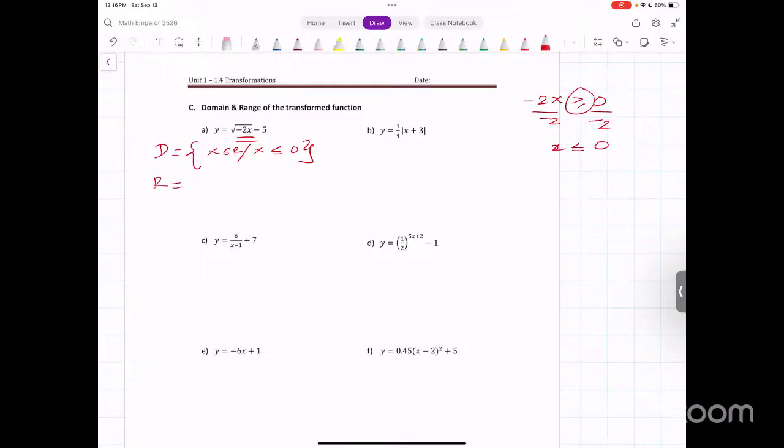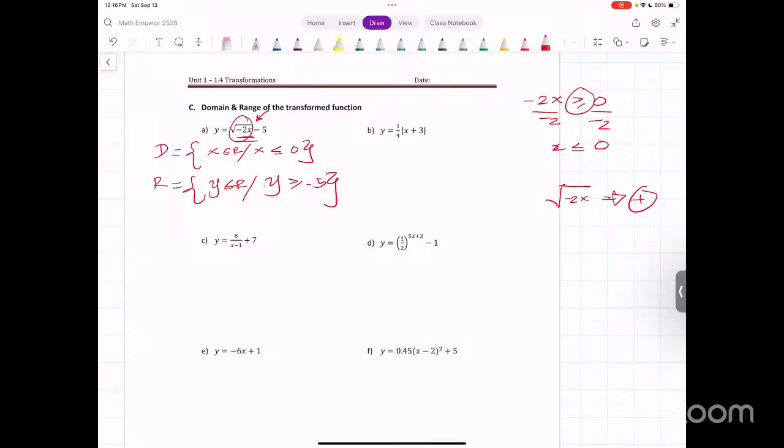Coming to the range for the square root function, if there's nothing in front of it, it's always going to be at least 0 because a square root is positive. The smallest square root value you can get is 0. And then you're subtracting 5. You're adding -5. So y belongs to real, y is going to be greater than or equal to -5.